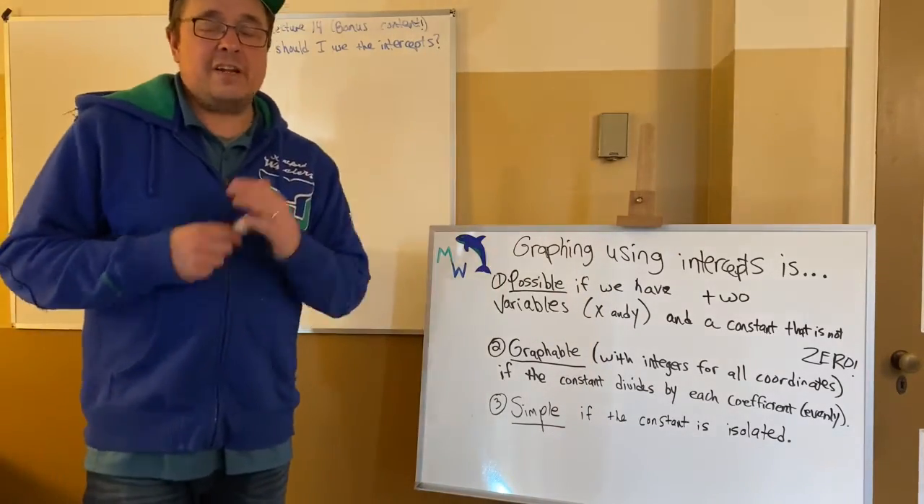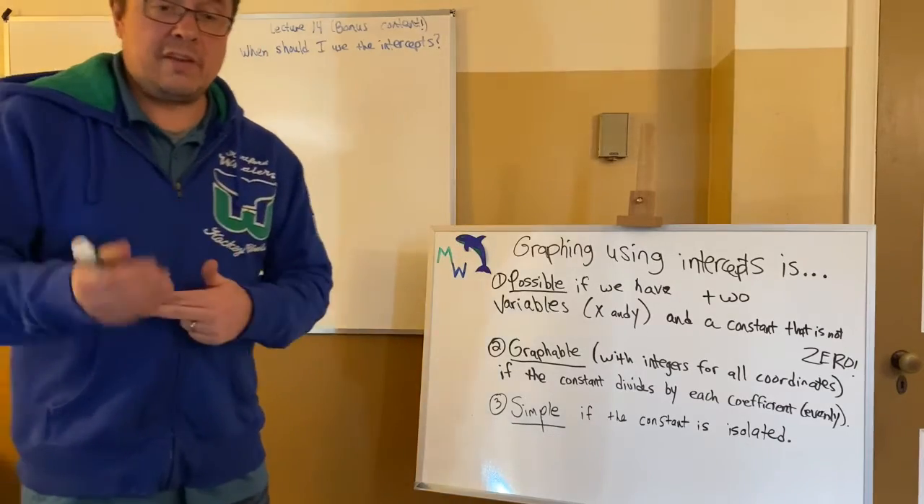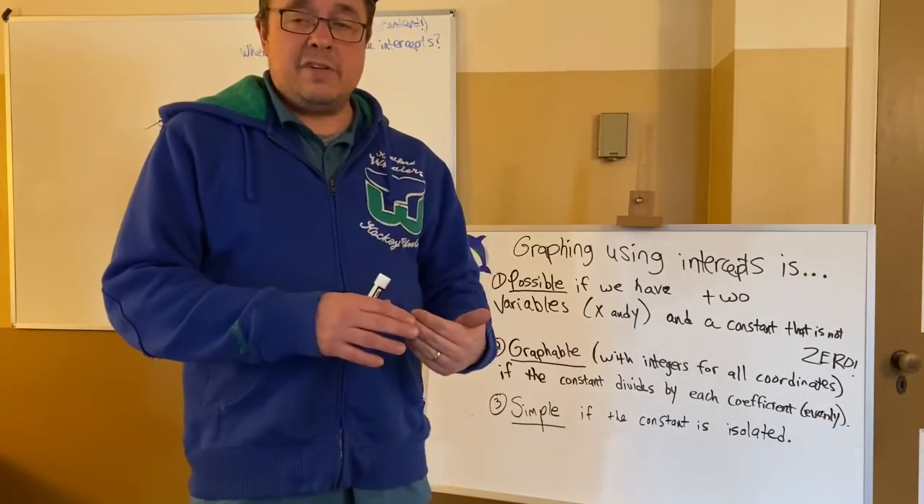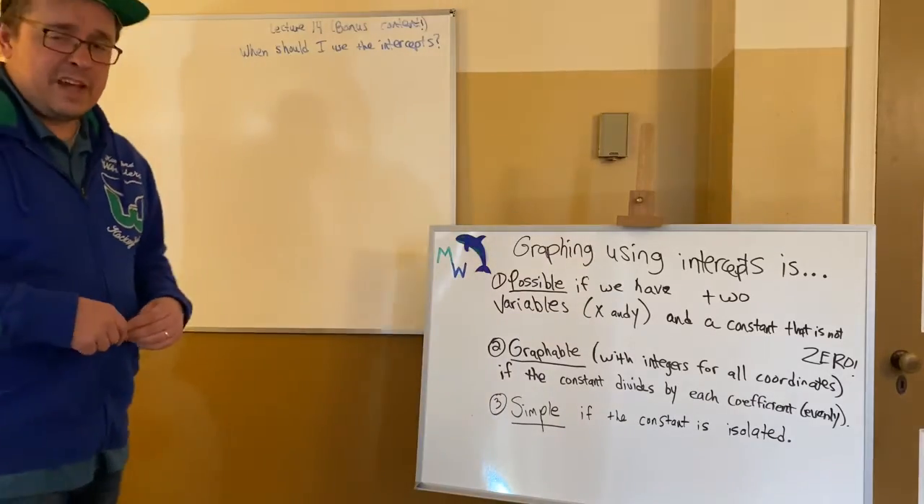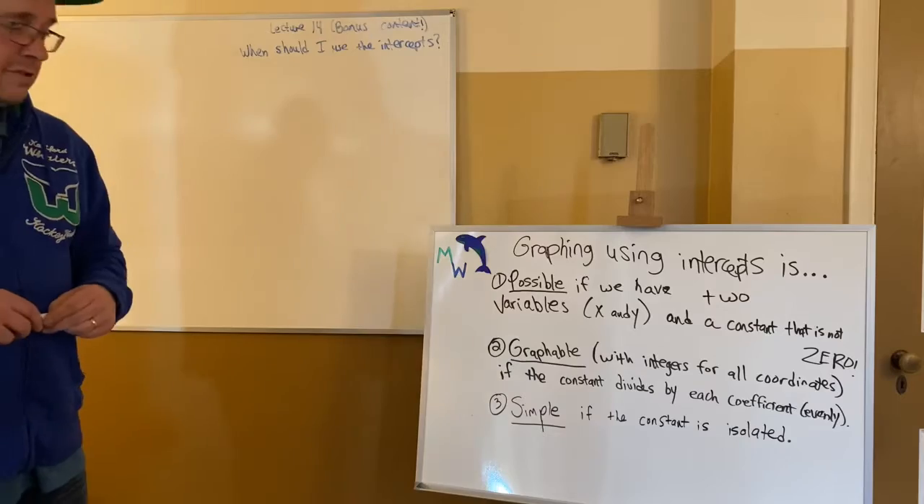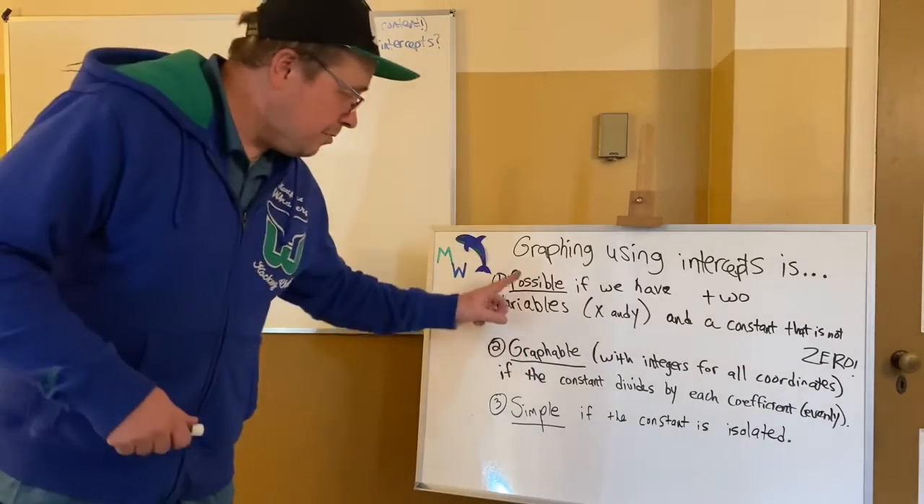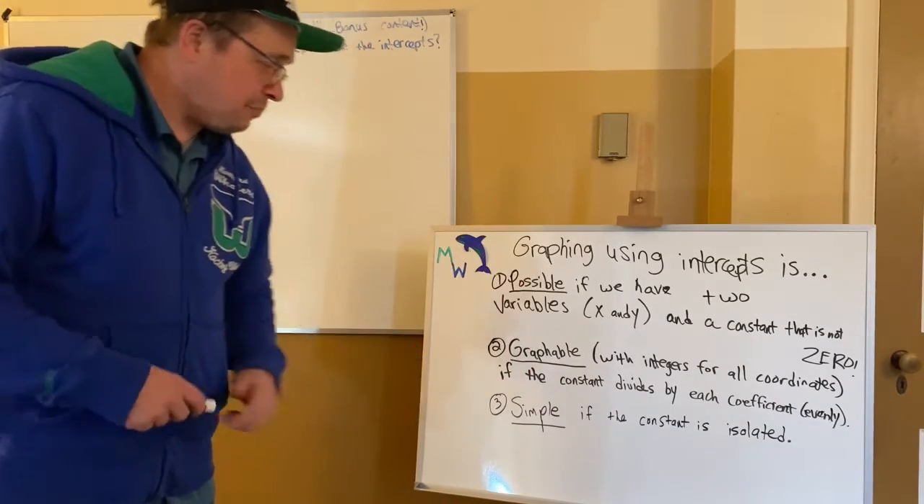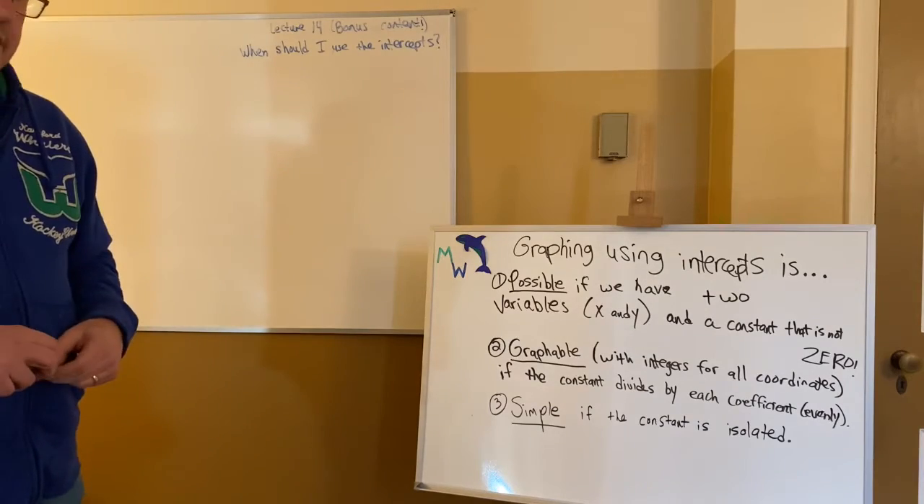If it's got a fraction on it, it's hard to graph. To me, 2/3 looks like 3/4, can look a lot like some other things like 5/8. There's a lot of stuff that looks the same, but 2 never looks like 3. So that's why I say it's graphable if we get integer coordinates. And it's simple if you do find it's possible and it's graphable, and if the constant is isolated.